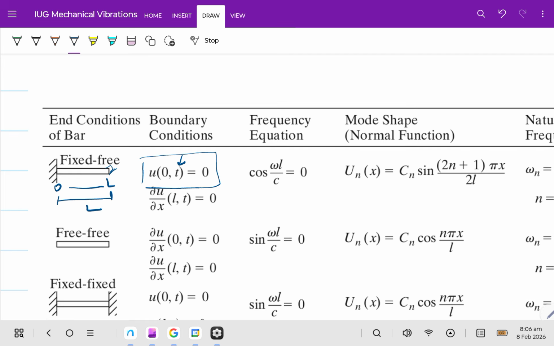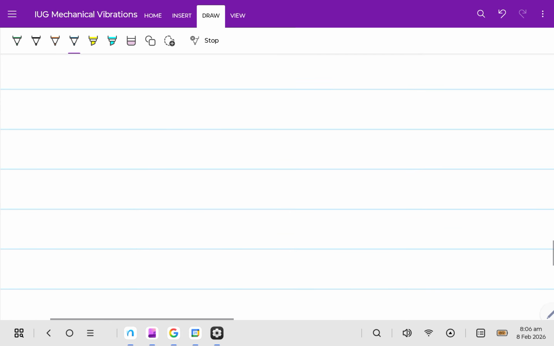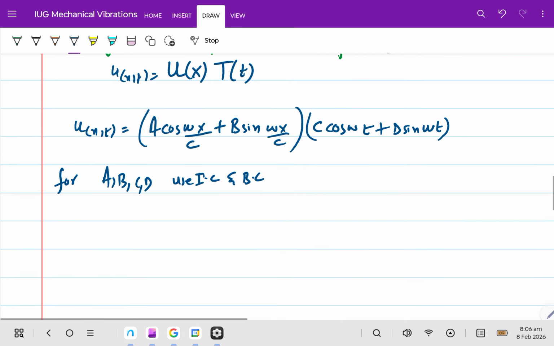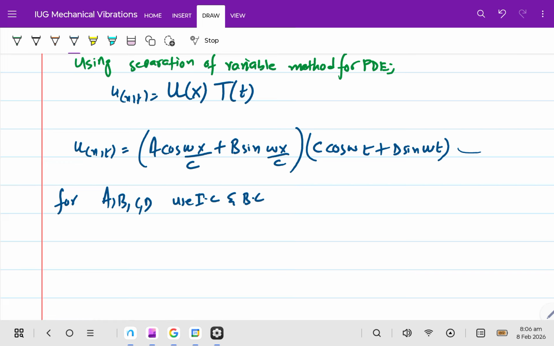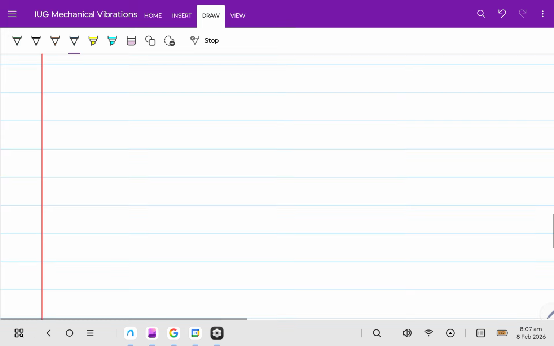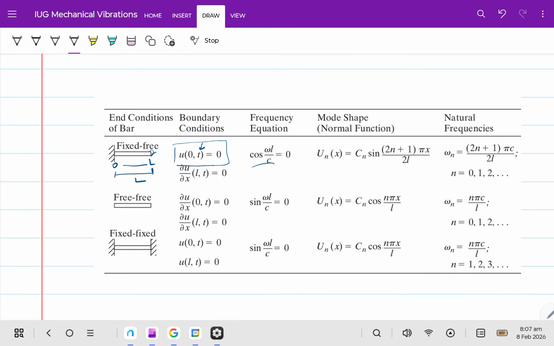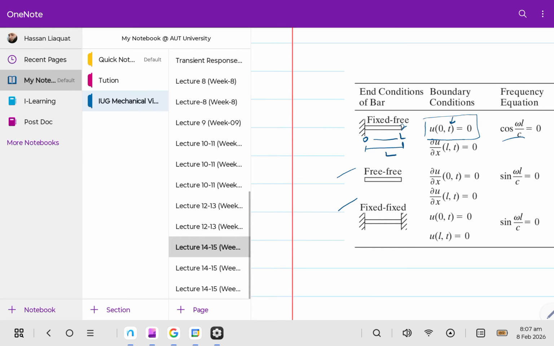Using these boundary conditions, you will substitute them into this solution, into this equation. Let's call it equation 1. You substitute these boundary conditions and find the frequency equation, the mode shapes, and the natural frequencies. How? You will try all of these three cases. So how can you do it?